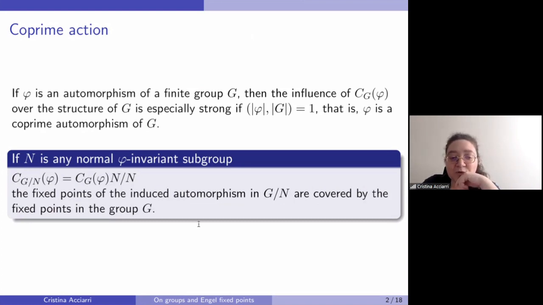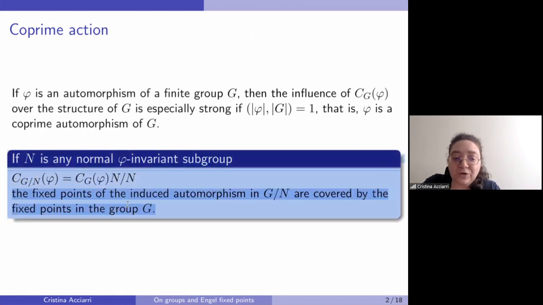But the most important thing is that all the fixed points of this induced automorphism in the quotient G over N are just covered by the fixed points in the group G. So we have this equality, and we are going to use this property a lot in the next slides. So it is important to remember it.